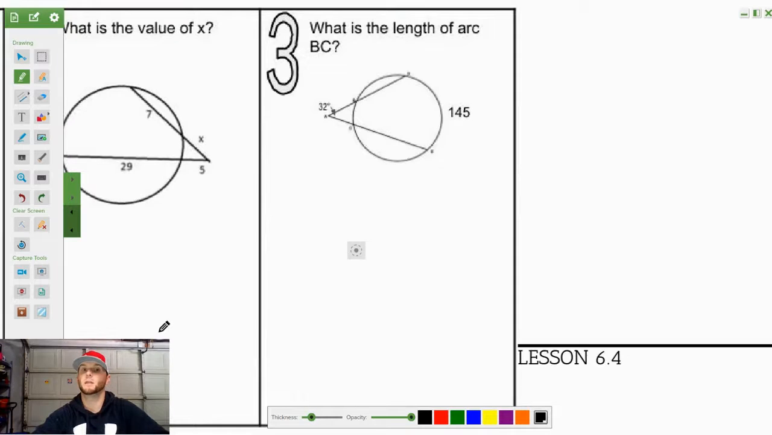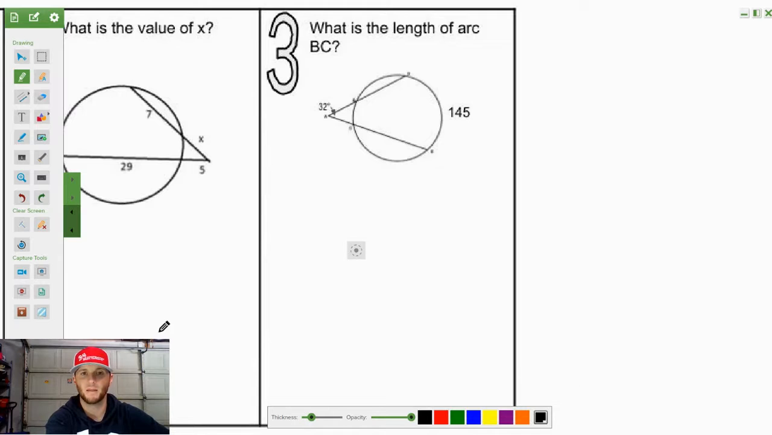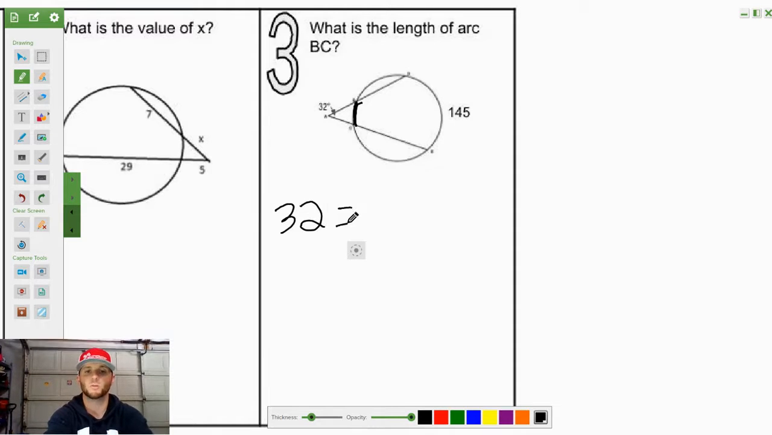All right, now lastly, let's look at example number 3. So it says, what is the length of arc BC? So that means I'm going to end up finding this middle guy right here. So arc BC, okay? So I know that I have two secant lines meeting outside of the circle. So my formula is going to be the smaller arc, which is going to be 32, and I'm going to set that equal to 1/2 the measure of the bigger arc minus the smaller arc, which is what I'm trying to find.